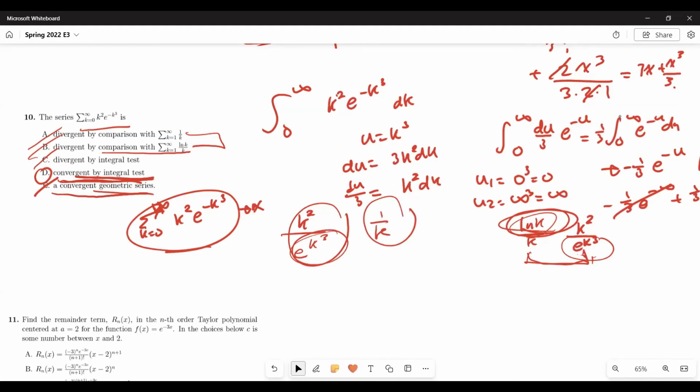So other than that, I don't know how to explain further why D is the answer, because it's just the instinct that you see minus k cubed is one power bigger than k squared, and you can use substitution to solve it. So yeah, the answer is D then.